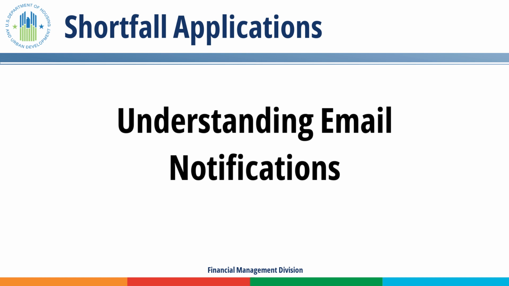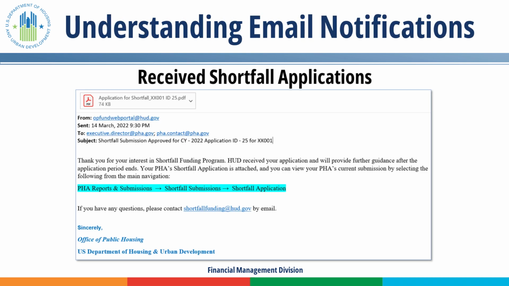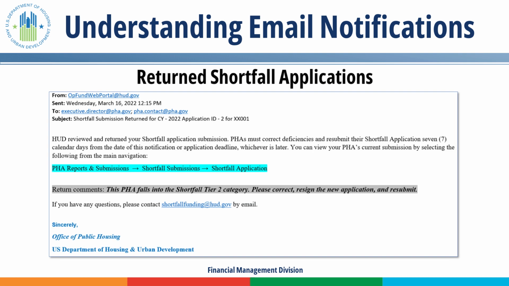Understanding email notifications. The OpFun web portal notifies your PHA's Executive Director and point of contact by email when HUD receives their Shortfall application. At this point, your PHA should wait for HUD to provide further guidance after the application period ends. HUD may return your PHA's Shortfall application if the application contains errors, missing signed application, or any other reason. The OpFun web portal sends your PHA's Executive Director and point of contact an email when HUD returns their application. The Return Comment section provides the reason HUD returned the submission.